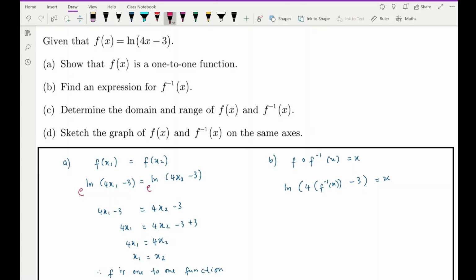So we have ln here, so eliminate with exponent. We exponent both sides. So we can get 4 f inverse x minus 3 equal to exponent x. And then 4 f inverse x equal to e to the x plus 3. And then f inverse x equal to exponent x plus 3 over 4. So this is our inverse function.